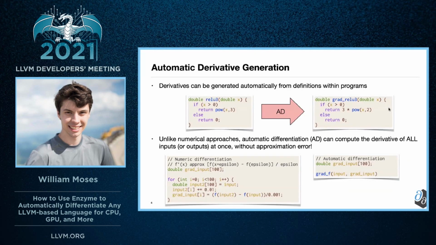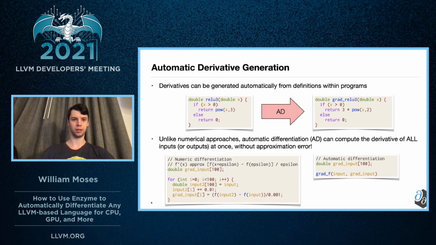So what's really cool is it turns out that you can use a computer to take a function as an input and then generate another function which computes the derivative of that as an output. So over here on the left, we have this function ReLU3, which says if x is greater than 0, compute x cubed. And we're able to run it through a tool, in this case using a method known as automatic differentiation, to generate the gradient of this. In this case, it's shown on the right as 3x squared if x is greater than 0. And notably, unlike numerical approaches, automatic differentiation can, one, do this without approximation error, and two, compute the derivative of either all inputs or all outputs with a single call, which makes it quite efficient in practice.